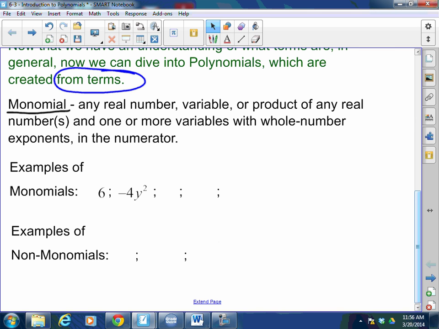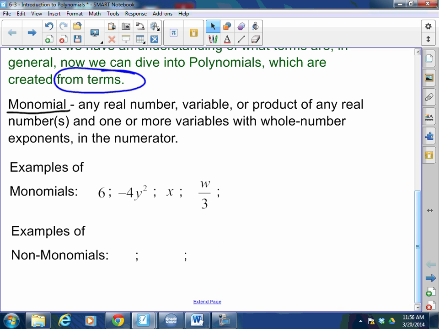Negative 4y squared. The y is in the numerator. The y has an exponent of 2. So that means it's a whole number exponent. That's a monomial. x. x is in the numerator. It has an exponent of 1. So that means it has a whole number exponent. So that is a monomial.